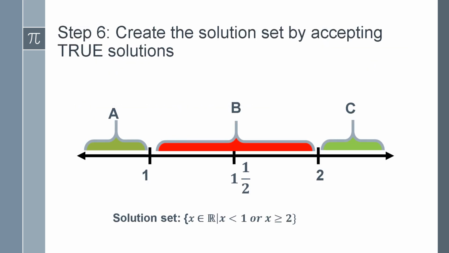Then the last step, creating the solution set by accepting the true solutions. Base sa na-test natin kanina sa tatlong parts, ang acceptable na partition ay yung part A at saka yung part C, including the critical value of 2. So, remember na lang na yung ina-accept natin sa critical value ay yung value sa numerator. Ano yung value natin sa numerator kanina? Di ba yung 2? Therefore, we will include it to the solution. So, the solution set will be bracket x element of R and then x is less than 1 or x is greater or equal than 2.